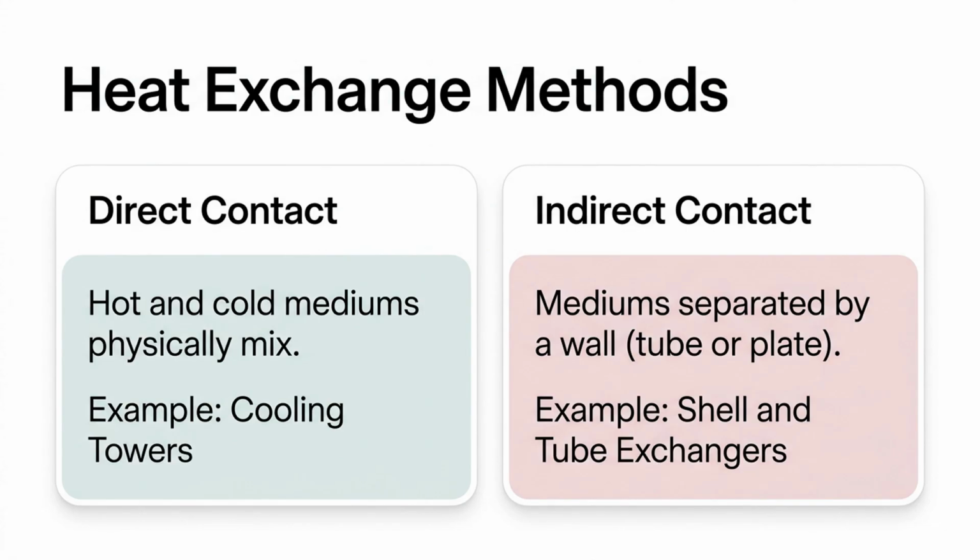In direct contact exchange, the hot and cold fluids actually mix together, like water and air in a cooling tower. In indirect contact, the fluids are separated by a solid barrier, such as a metal tube or plate.